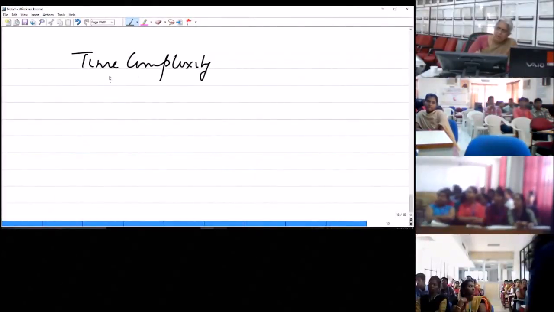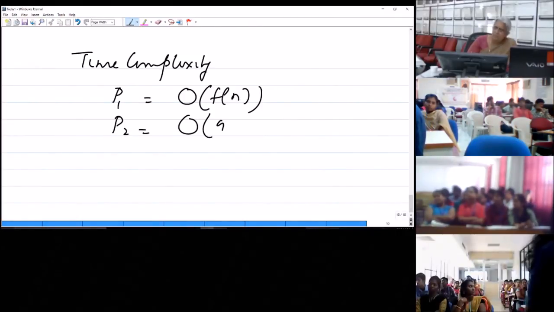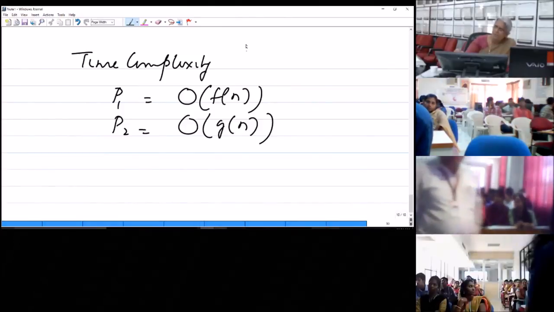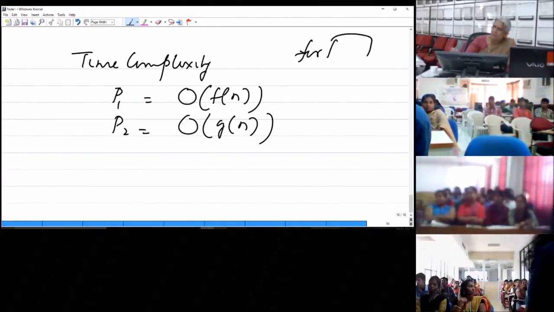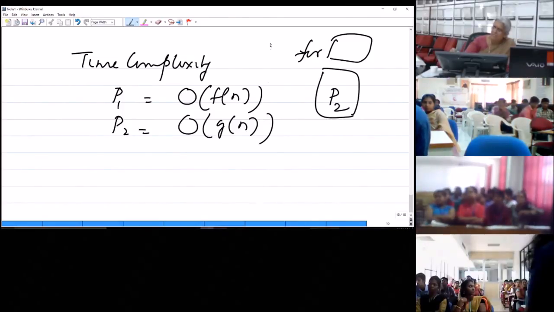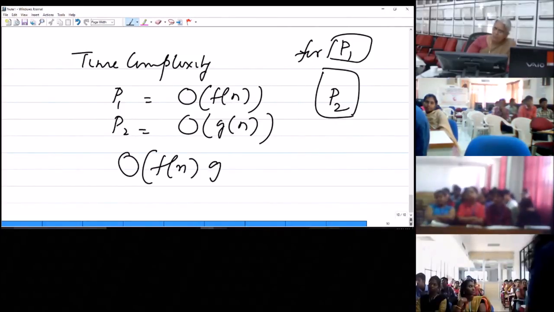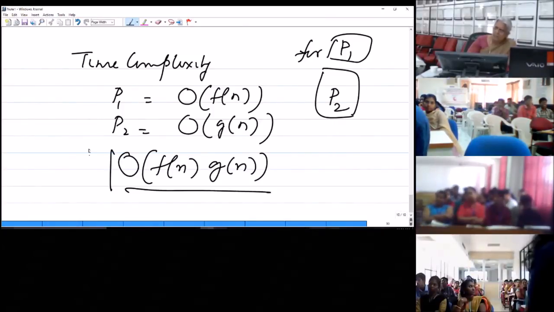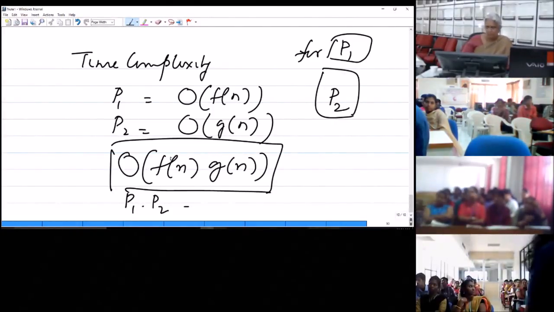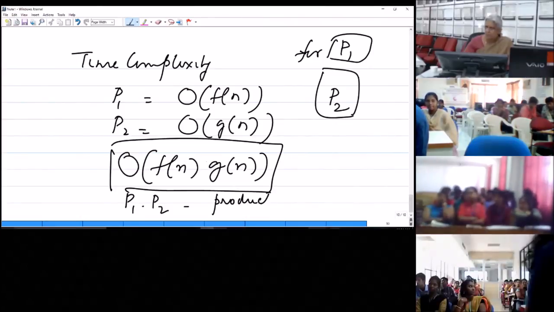So when you're looking at the time complexity of a product of programs, if P1 ran in order of f of n and P2 ran in order of g of n, with one loop within the other, then the time complexity becomes order of f of n into g of n. This is called the product rule. A for loop is one program, and within it you have another program, so you apply the product. Once you use these two rules, most things must be very clear.